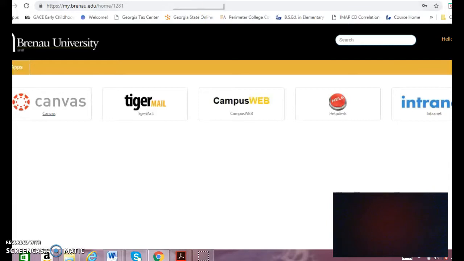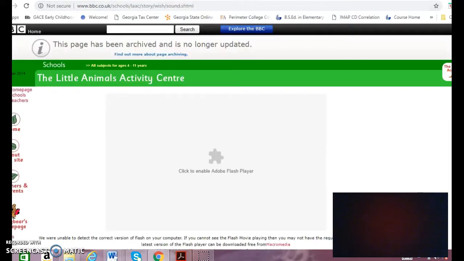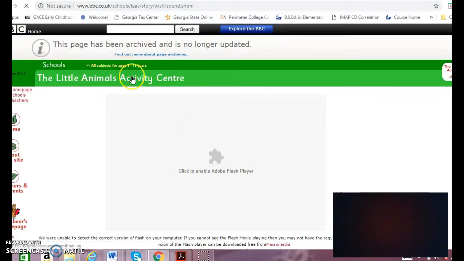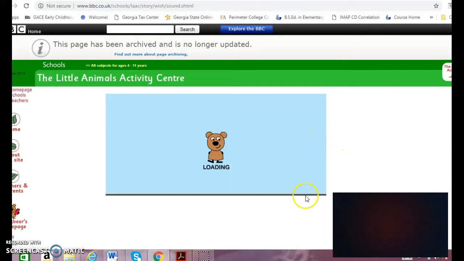I'm so sorry, you guys. Going to the wrong page. So you guys are going to read a story called The Wishing Tree. One second, you guys. Sometimes Adobe doesn't do as it's supposed to at times.